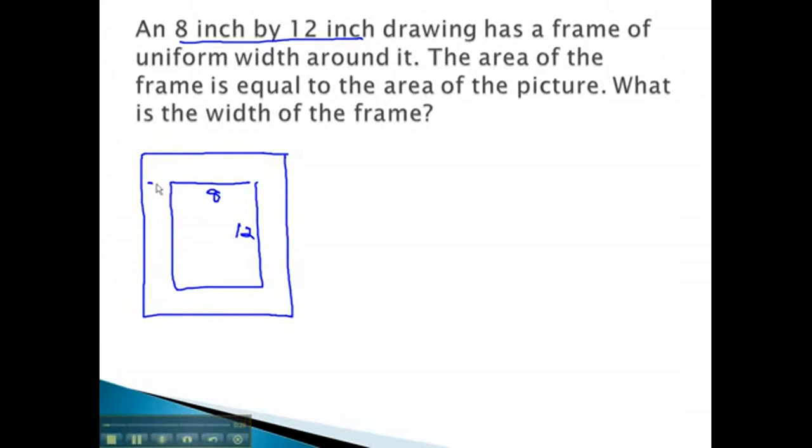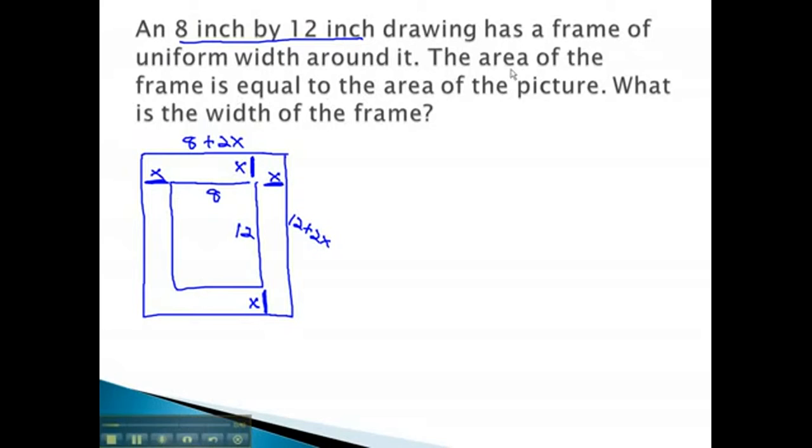We remember that the frame is on the left and right sides, and so we have an x, or an unknown distance, on both sides. Now the new width is 8 plus 2x. Similarly, we have frame on top and bottom, giving us 12 plus 2x.